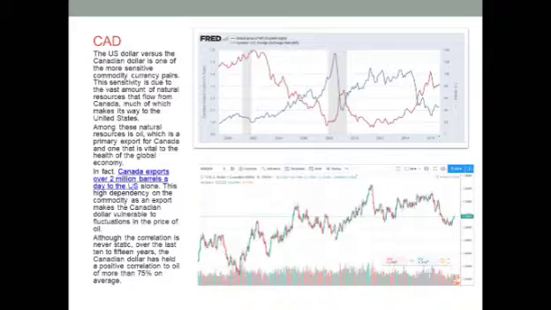This sensitivity is due to the vast amount of natural resources that flows from Canada, much of which makes its way to the US. Among these natural resources is oil, which is the primary export for Canada, and one that is vital to the health of the global economy. Yes, I mentioned this in the last class. I told you the correlation between oil, and that is why I have this chart here, the double chart. I explained to you the correlation between the oil, the oil market in Canada.